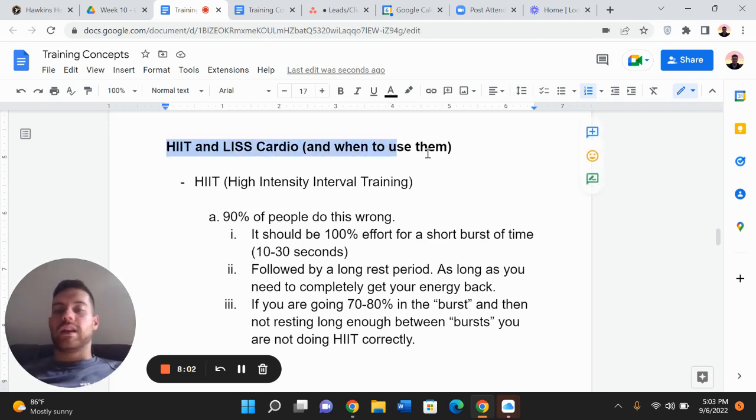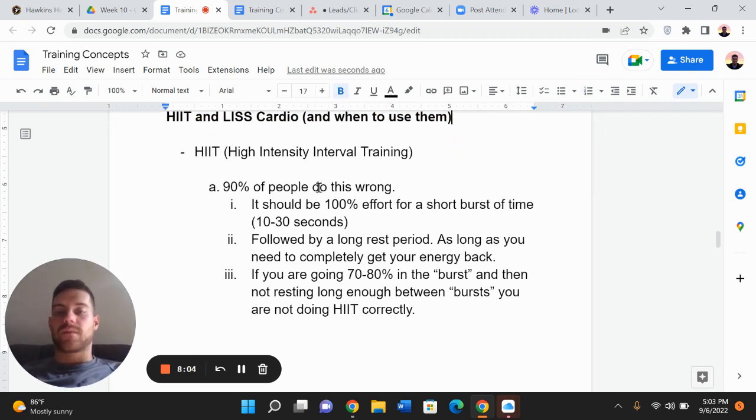Now, HIIT and LISS cardio and when to use them. So HIIT stands for high intensity interval training. You've probably heard this before, but you've probably never actually done it correctly. 90% of people do this completely wrong.